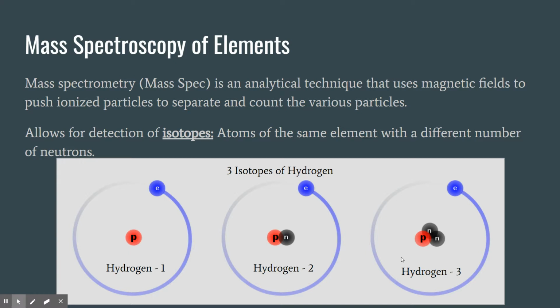So here are 3 isotopes of hydrogen. They all have 1 proton, which is how we define hydrogen, but they have a different number of neutrons, and that means each of these has a different mass. 1 atomic mass unit, 2, 3, roughly. And so the heaviest is hydrogen 3.